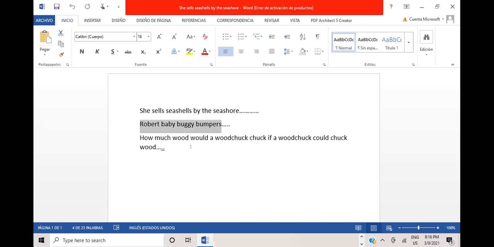How much wood would a woodchuck chuck if a woodchuck could chuck wood? So listen carefully. How much wood would a woodchuck chuck if a woodchuck could chuck wood? What sound are we practicing there? W. Yes. What else besides the W sound? Vowel O. Okay, it could be a vowel O, but there's another sound that we're practicing and we're making emphasis on. How much wood would a woodchuck chuck if a woodchuck could chuck wood? What is the sound that we're practicing?